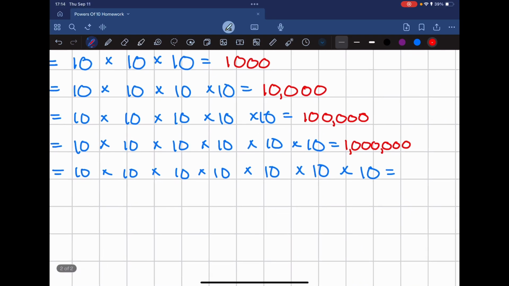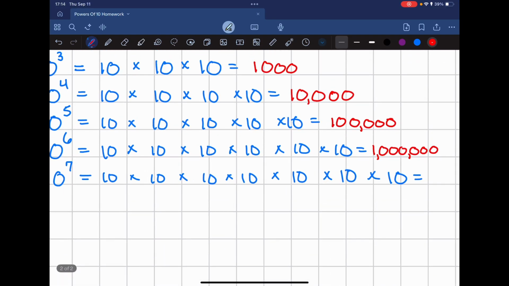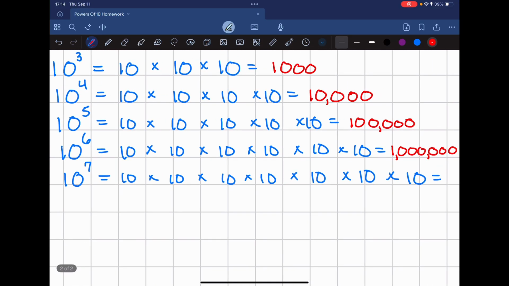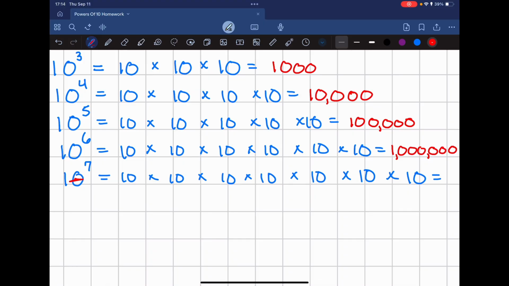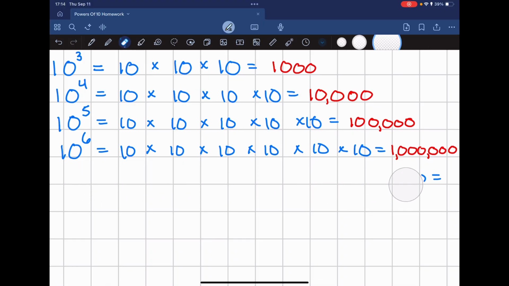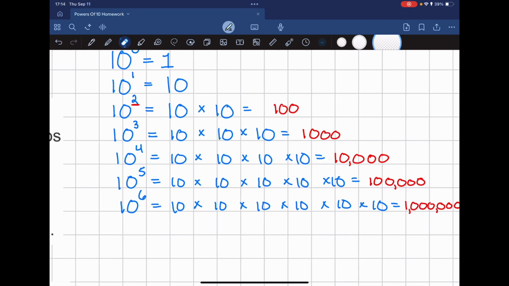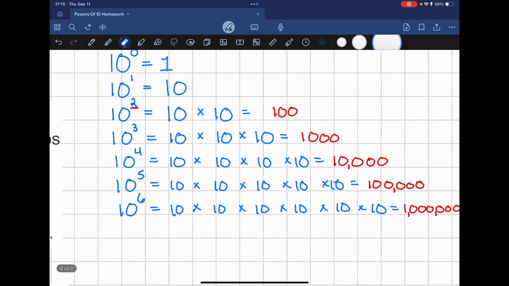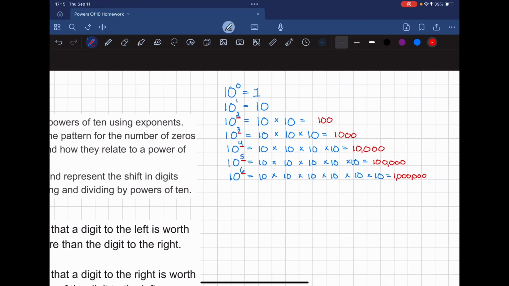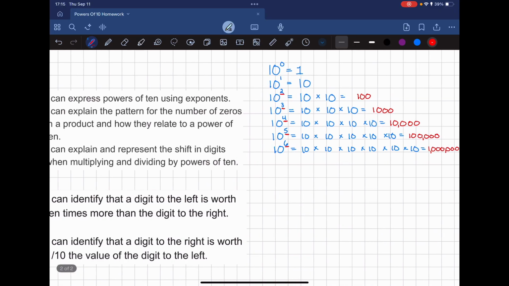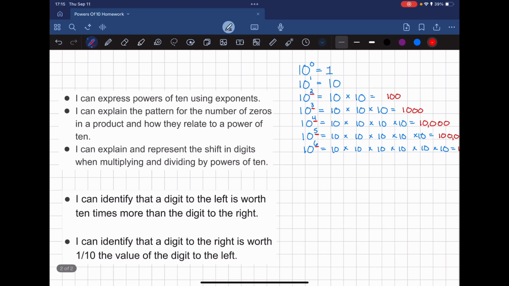Okay? And oh yeah, so I think I did stop at 6. I think we stopped at 1 million, so I won't actually go on any further here. Let's erase this actually. So with that being said, you notice the pattern. Whatever my power is, that is how many zeros follow behind 1. So that's number 1. If your child can do that, then that means that they can express powers of 10 using exponents.